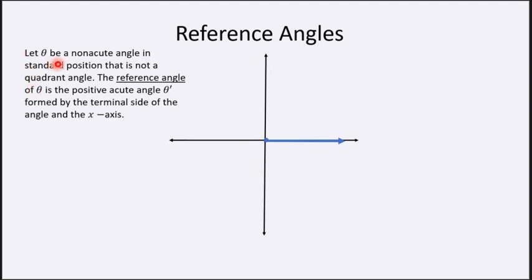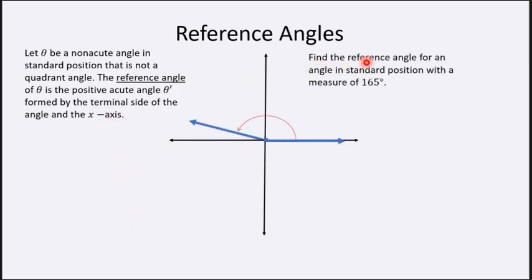Let theta be a non-acute angle in standard position that is not a quadrant angle. The reference angle of theta is the positive acute angle theta prime formed by the terminal side of the angle and the x-axis. So let's take a look at an example here. Find the reference angle for an angle in standard position with a measure of 165 degrees.